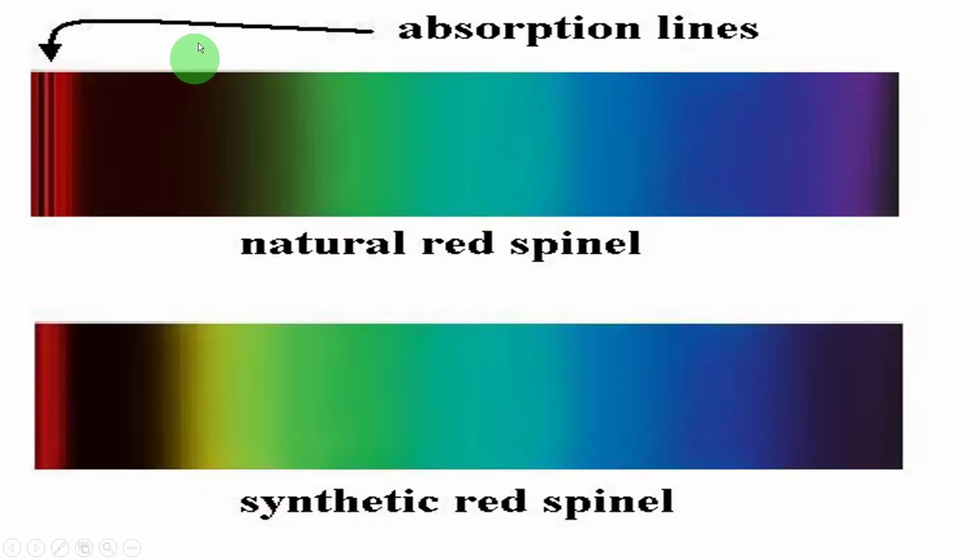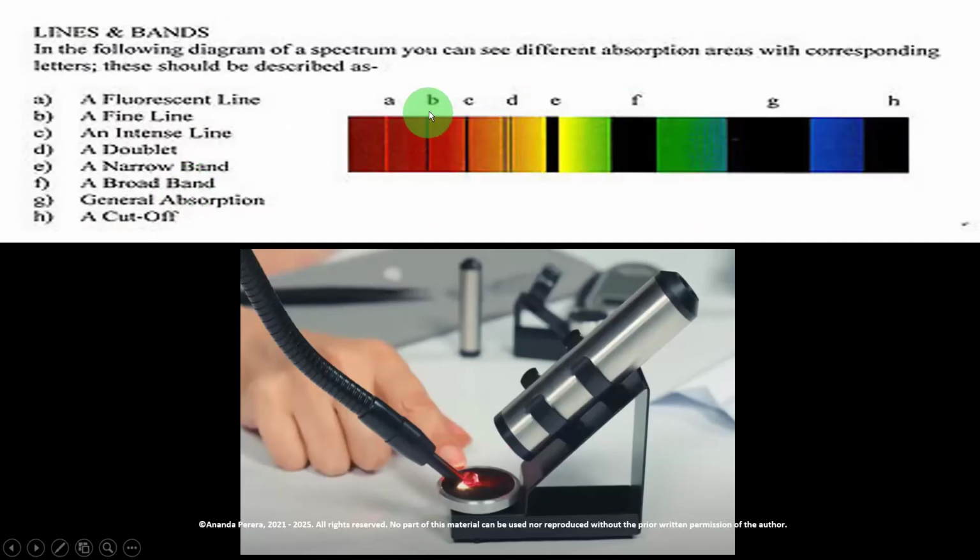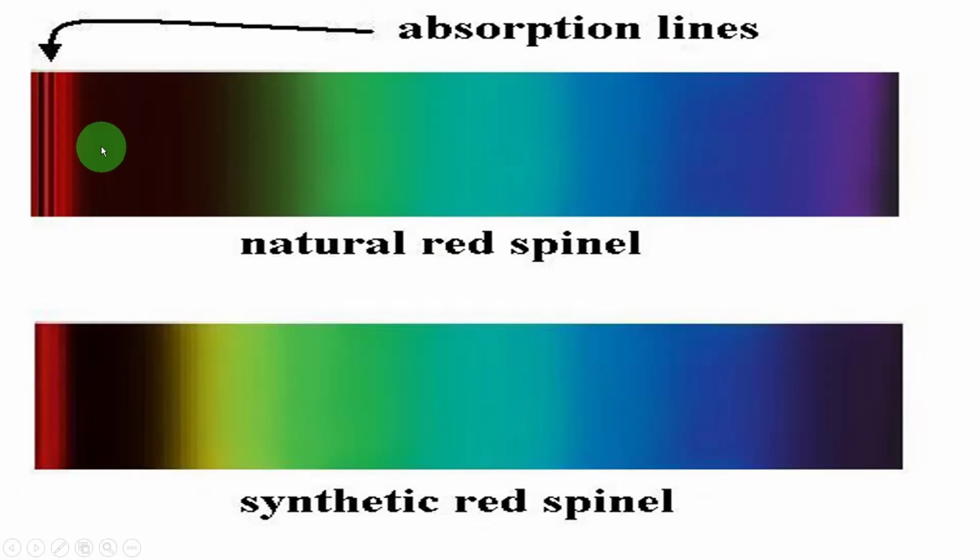Then these are absorption lines. If we see the natural red spinel, these are the black lines we can see. So you can understand what it is. See, B, a fine line; O, an intense line; BOC. Then it is natural absorption lines. We can see here, the others no line. It is natural red spinel. Red color is absorbed.